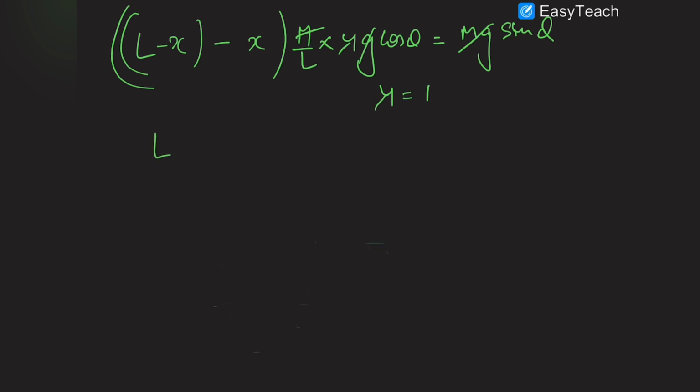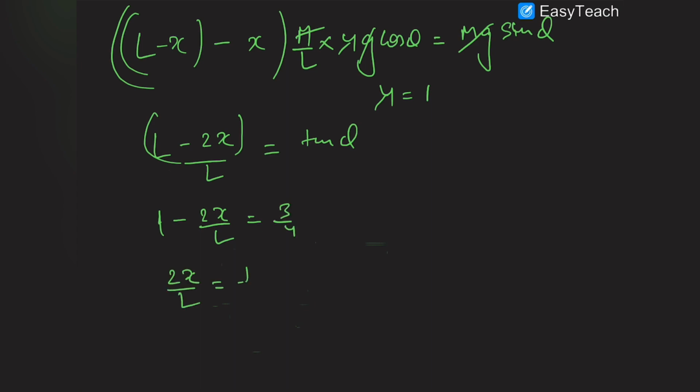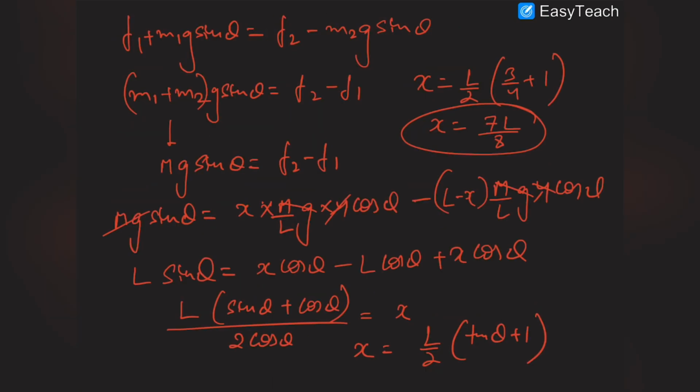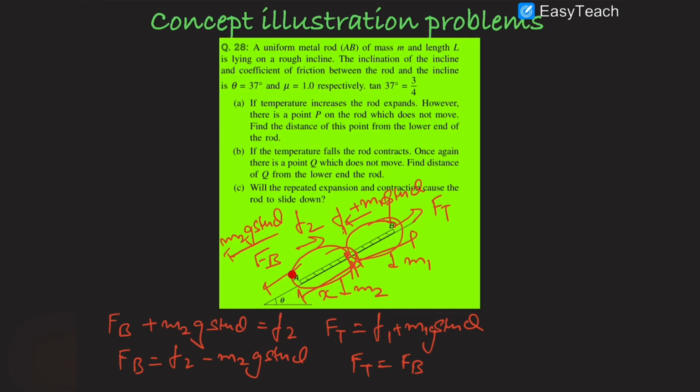So (L minus 2x) by L, mu is 1, will be equal to tan theta. 1 minus 2x by L is equal to tan theta, which is 3 by 4. So 2x by L is equal to 1 by 4, and x is equal to L by 8. So the distance of that point from the bottom will be L by 8, which would not move when the rod contracts.